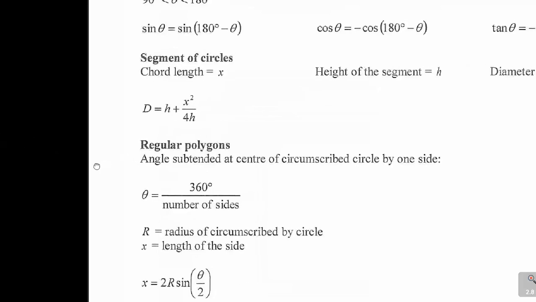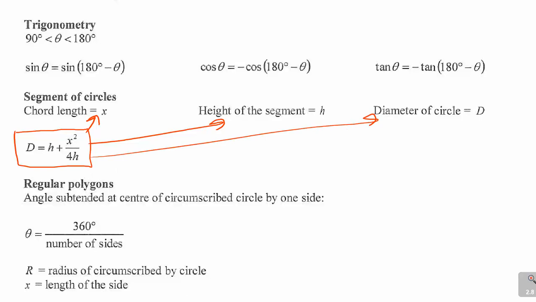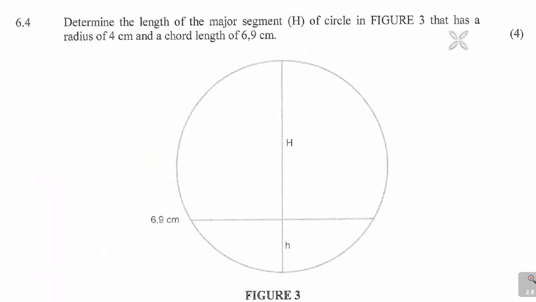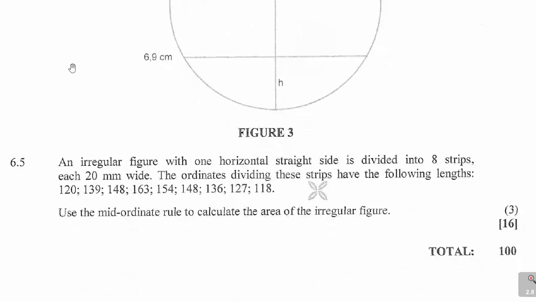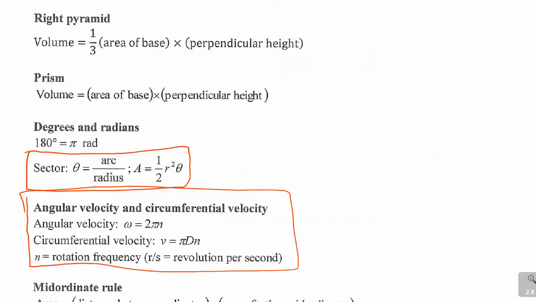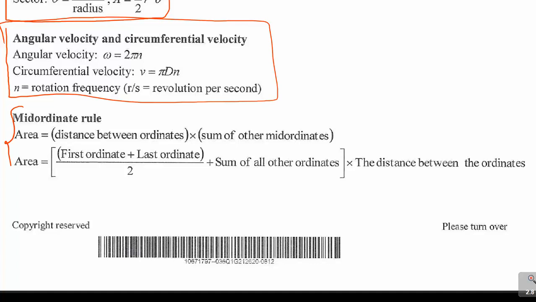So you can see the whole of question 6 was relying on your formulas, and the major and the minor segment, you're supposed to use this formula, and this explains what is what. So if you've gotten these, you're supposed to be able to use that. And so that was 4 marks, and lastly you were looking at the mid-ordinate rule. It says use the mid-ordinate rule to calculate the area of an irregular figure, and they gave you this information, and it was 3 marks. And again, the mid-ordinate rule, if you look at the formulas, it's given here. It depends how you want to approach it, but there are two formulas to solve for the mid-ordinate rule, and this is what you're supposed to use.